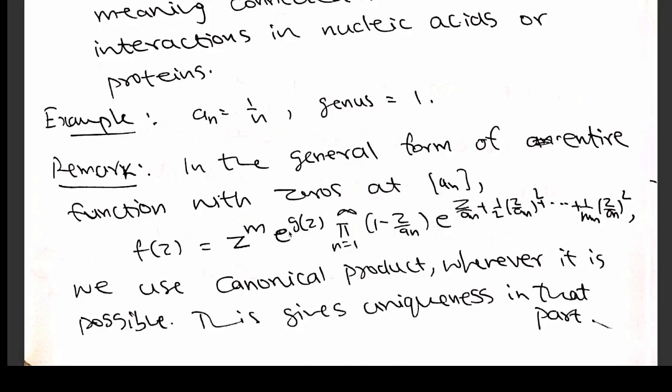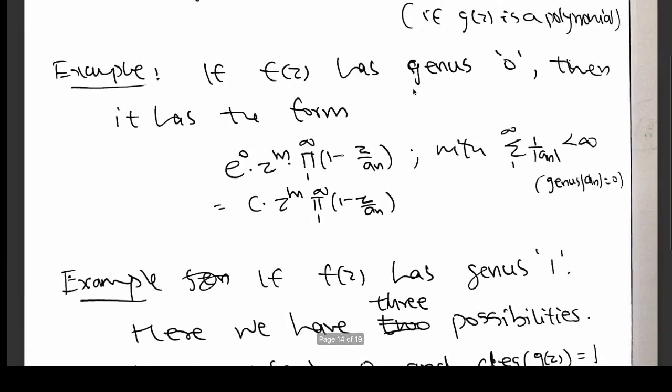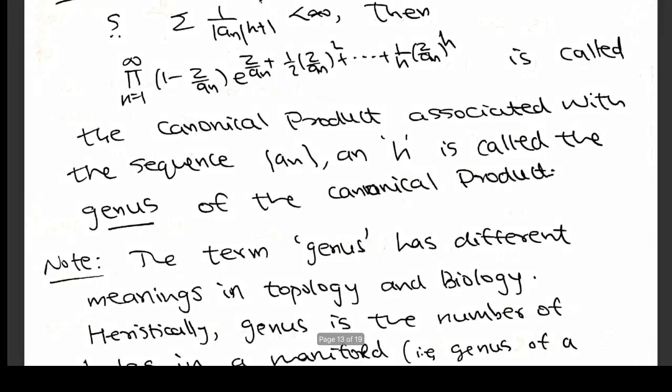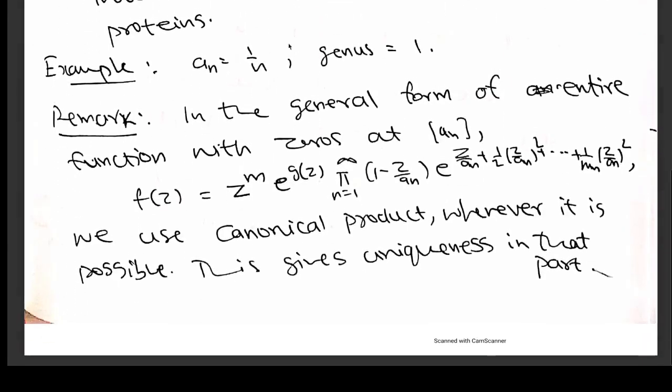Now again consider this expression. Now what happens? We will always use the canonical product whenever it exists. So that gives you the uniqueness part. That part is unique. So now what happens? If this g(z) in this expression is a polynomial, that means here you have a g(z). It need not be a polynomial in general, but in some situations, if it becomes a polynomial, then what happens?